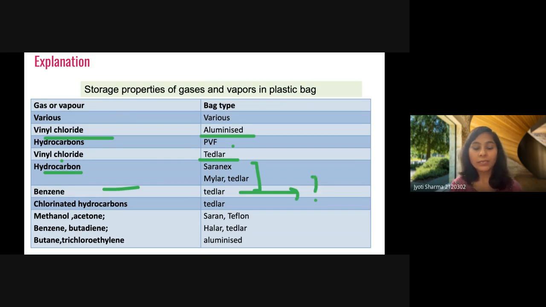Then you just see like different bag types we need to store different types of gas or metals from the air.